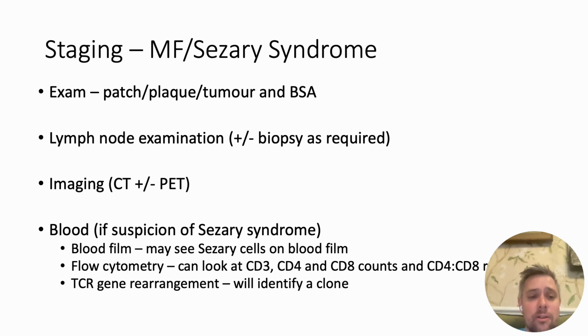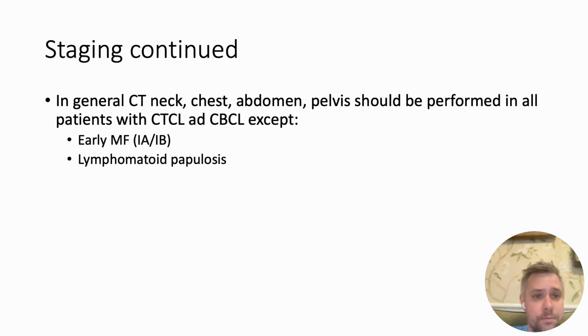And then if there's any suspicion of Sézary syndrome, you want to look at the blood. So you might do a blood film, in which case you might see Sézary cells on the blood film, which are basically atypical lymphocytic cells. And you then will do flow cytometry. With this, you can look at the CD3, CD4, and CD8 counts, and also importantly, the CD4 to CD8 ratio. And then also on blood, you can do TCR gene rearrangement, which will identify a clone.